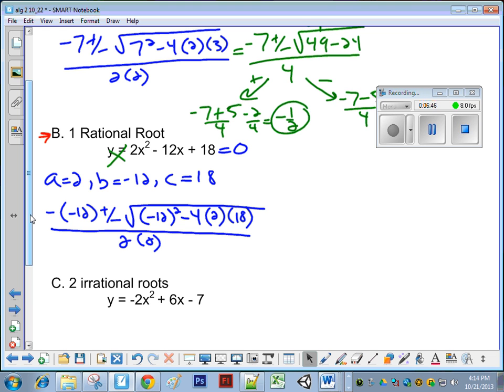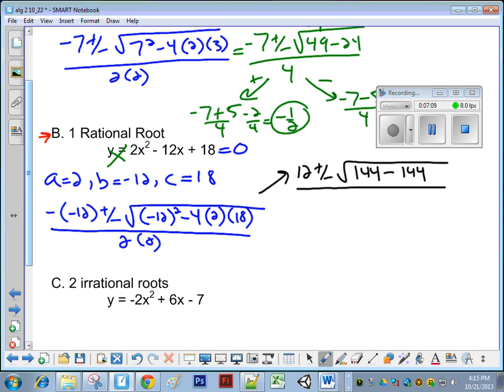All right, let me move up here. And now it becomes 12 plus or minus the square root of, now 12 squared is 144. 4 times 2 is 8. Now 8 times 18 happens to be 144.